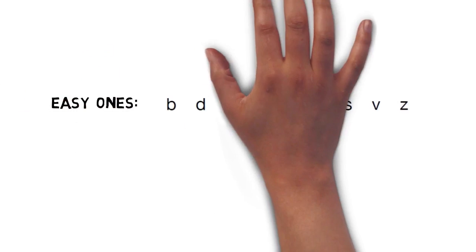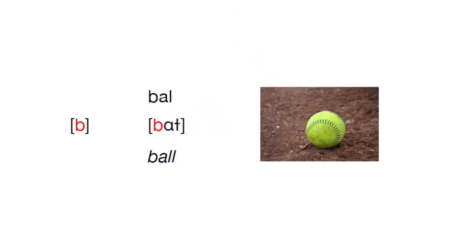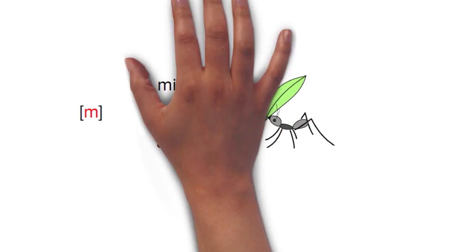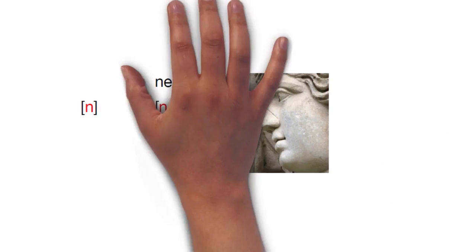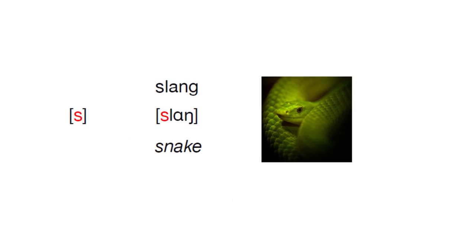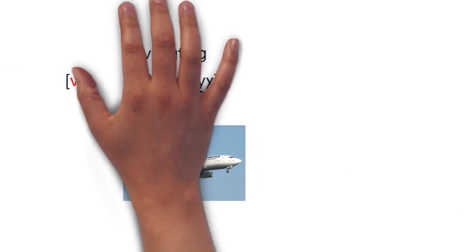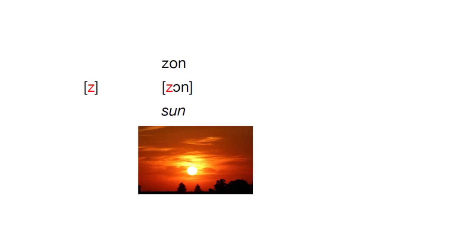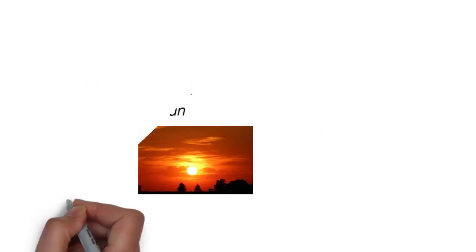So let's take a moment to review. We have 9 familiar sounds with familiar IPA symbols. There's b as in bal, d as in deur, f as in file, g as in goal, m as in mier, n as in neus, s as in slang, and then v as in vliegtuig, which was just barely voiced in Dutch. It's almost an F. And z as in zon, which was also just barely voiced. It's almost an S. We then went over some new IPA symbols with relatively familiar sounds.